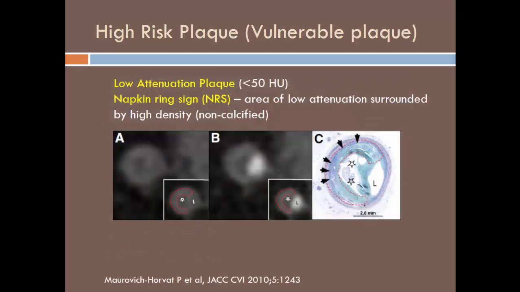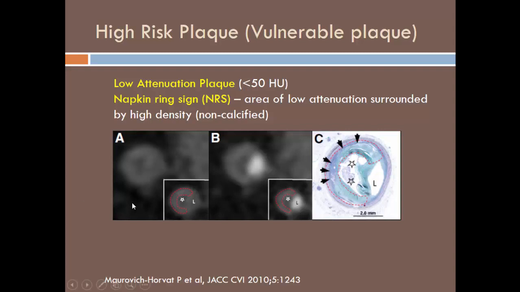So how do these features look on CT? A thin fibrous cap is something we cannot see on CT. Anybody who claims they can, probably they have very good eyes, but it's beyond the resolution of CT to look at something thinner than 65 microns. But we can look at other features.